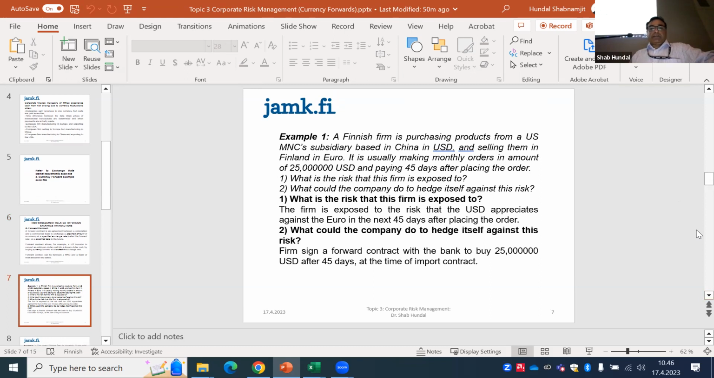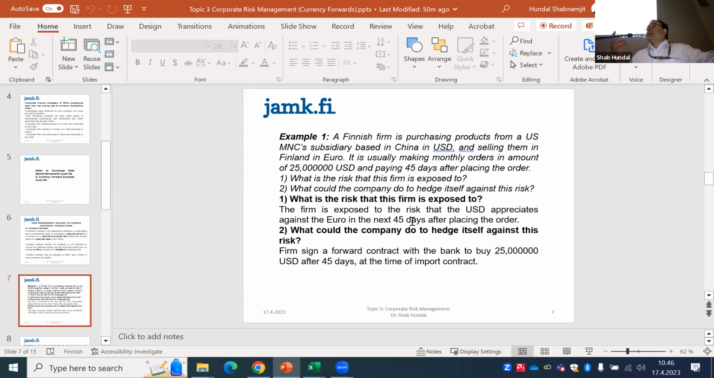The goods will be sold in Finland. You make a payment of 25 million US dollars, and the payment is made after 45 days. So what type of risk are you exposed to? If you're a Finnish company, what risk are you exposed to? Well, the biggest risk you are exposed to is that the US dollar's appreciation against the euro in the next 45 days could be a problem.